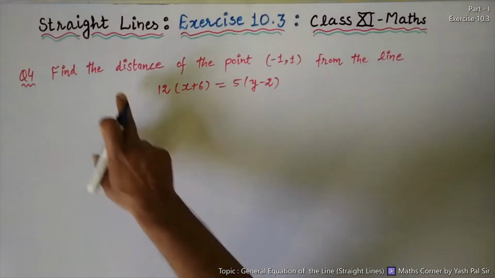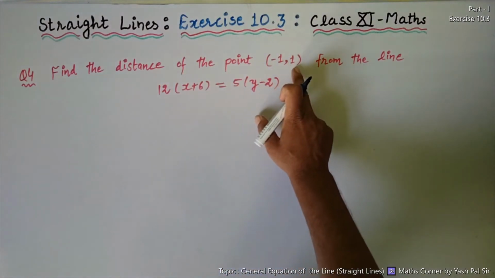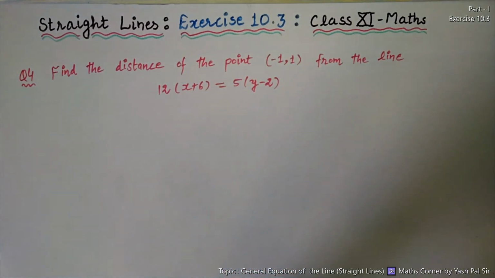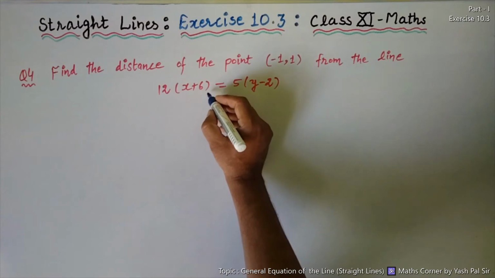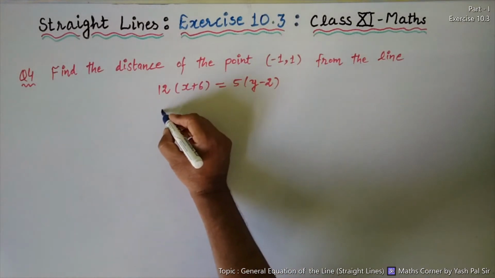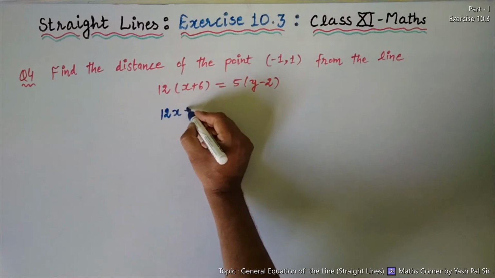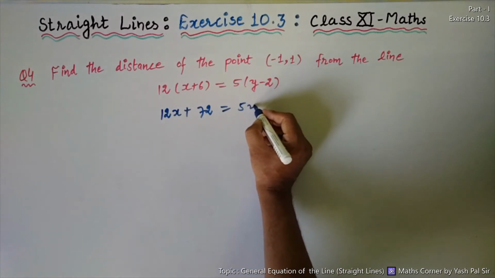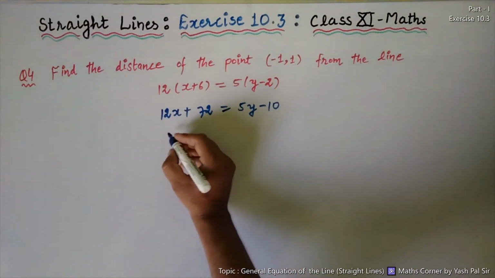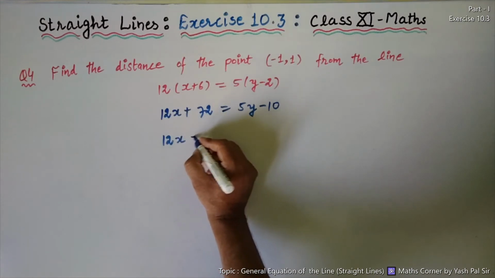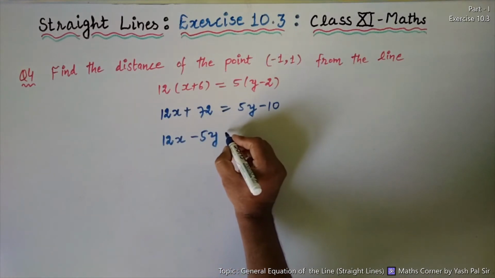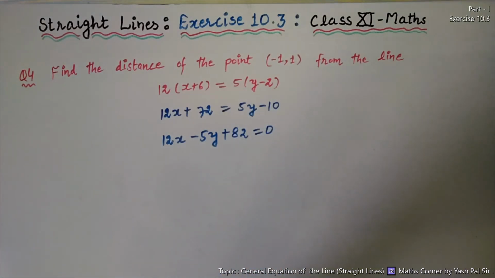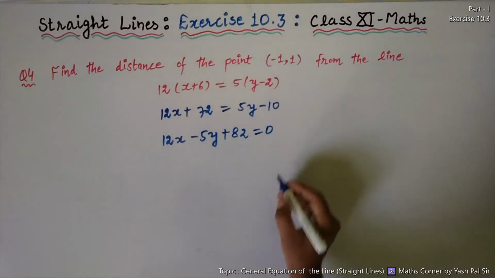Now what is the next question? Question number 4. Find the distance of the point minus 1 comma 1 from the line 12 into x plus 6 is equal to 5 into y minus 2. First of all, we convert this equation into general form. That is, we write this as 12x plus 6 into 2, 12 into 2 is 72, is equal to 5y minus 10. That means we write this as 12x minus 5y plus 82 is equal to 0.